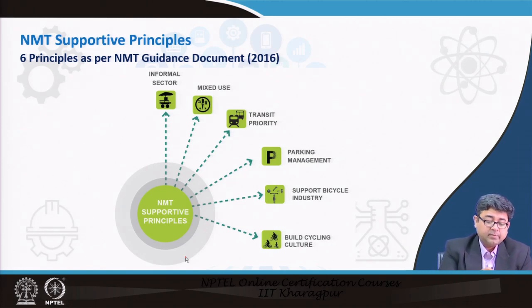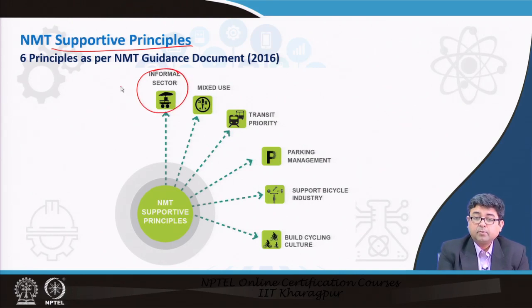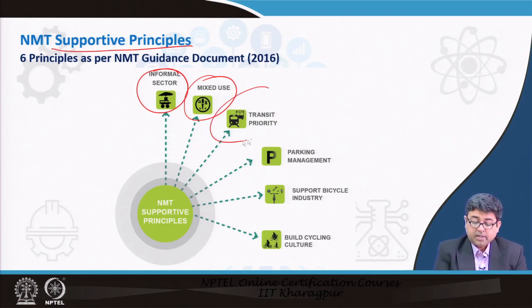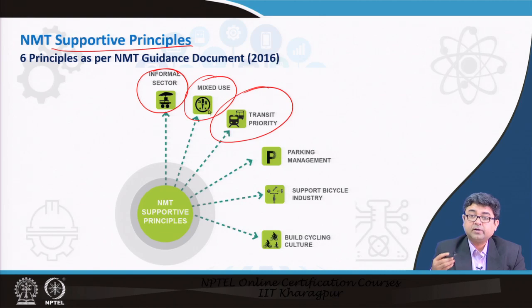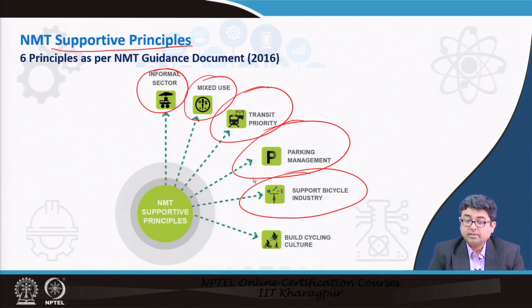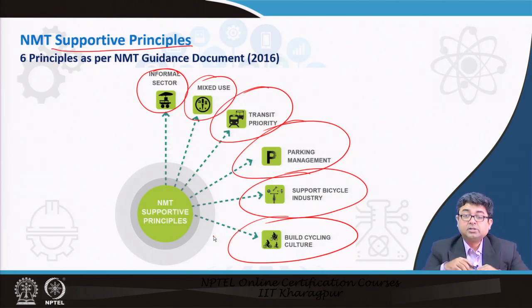Now, supportive of those guiding principles, there are 6 things that one has to keep in mind. These are supportive principles, right? The first thing, you have to keep in mind the informal sector. You have to make sure that you have mixed land use alongside to promote NMT infrastructure. Make sure transit is given priority in those areas where you are providing NMT infrastructure. Effective parking management has to be there. This will ensure that there is support to the bicycle industry, and also will give rise to the culture of bicycling, right? These are supportive principles in addition to the 10 guiding principles that you should keep in mind while you are developing NMT infrastructure.